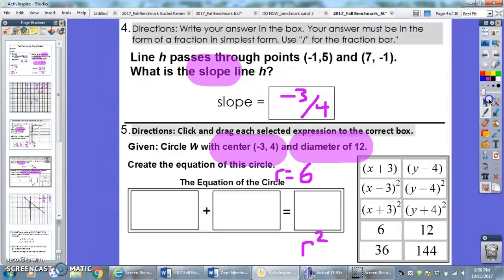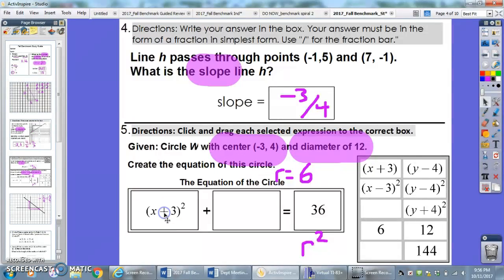So I do see 36 as one of the options. So I'm going to put that right there. Now this part should be easy because all you have to do is switch the sign. So you're going to find a positive 3, so x plus 3. Now you do have options that have the exponent 2 in the corner, and you have some without. But again, double check your formula sheet because it's squared. So I'm going to choose x plus 3 squared because plus and minus, those are the opposites.